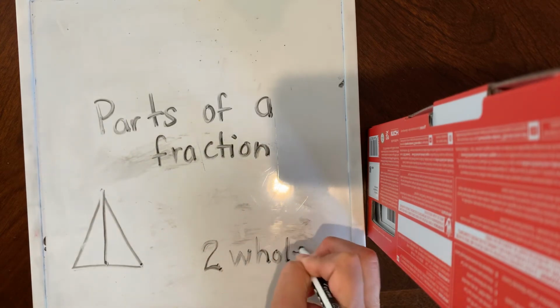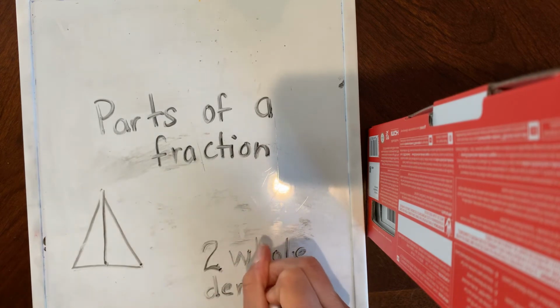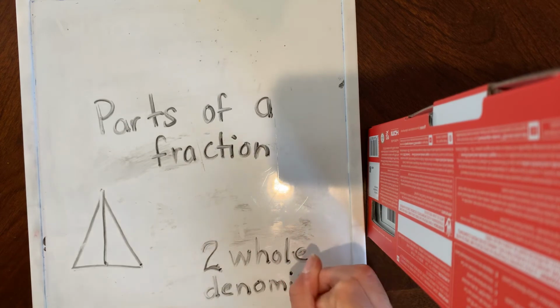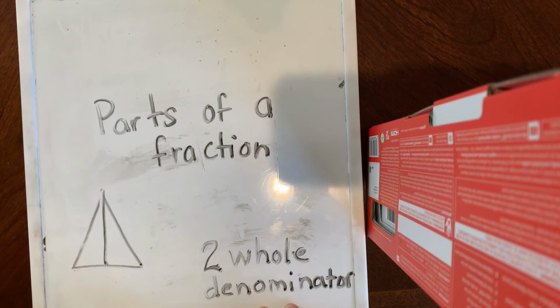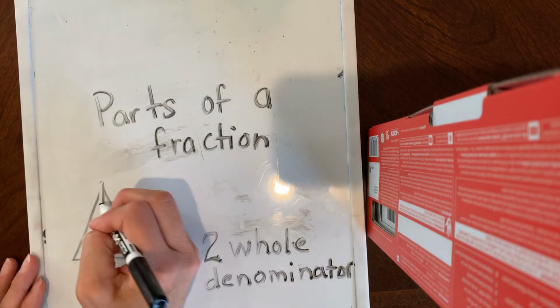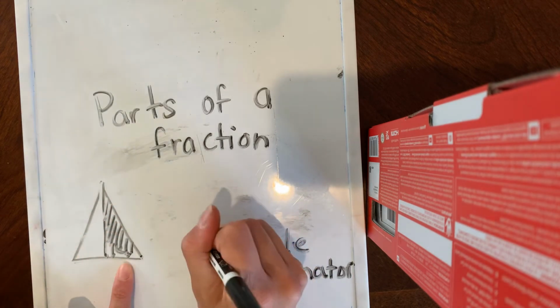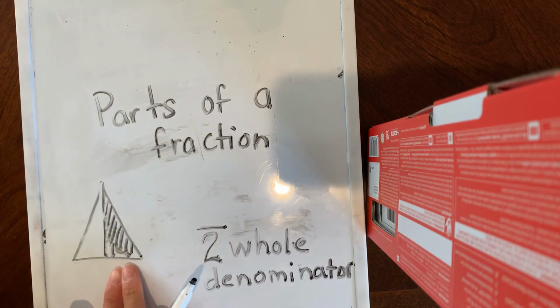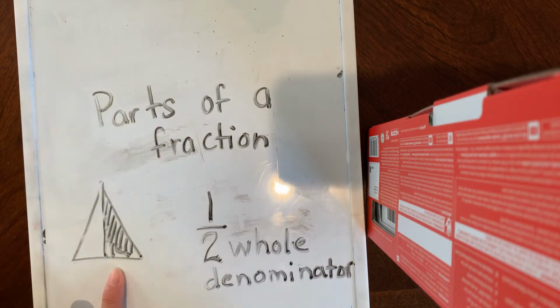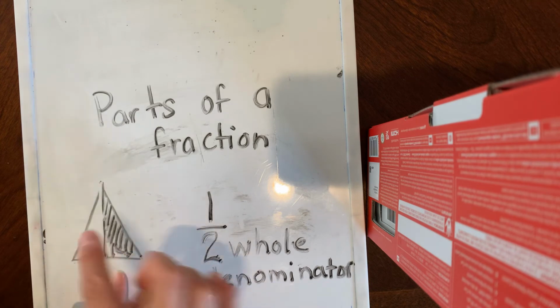So that's my whole. We also like to call this our denominator. My denominator. Can we say denominator? Very good. So there's my whole. If I shade this in, how much is that? That's one of my parts. Yes, I've only shaded in one of my parts. That's the part I put on top. The shaded part goes on top. So I have one of my two parts shaded.